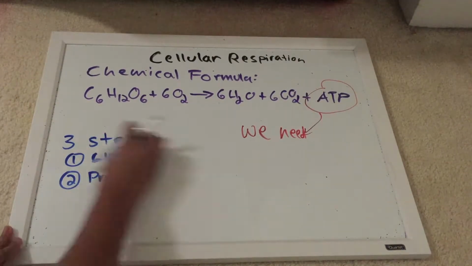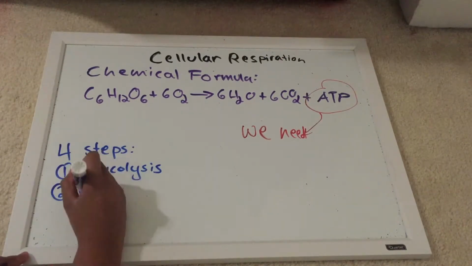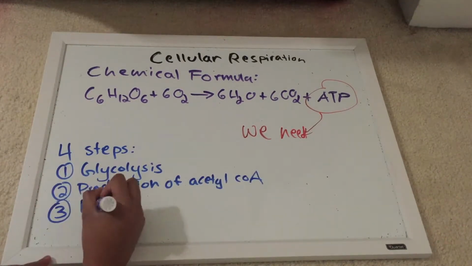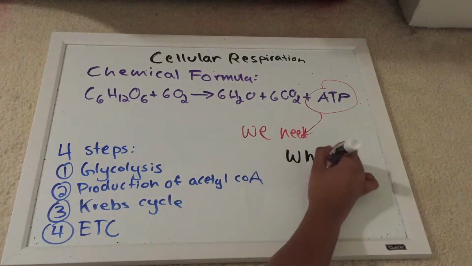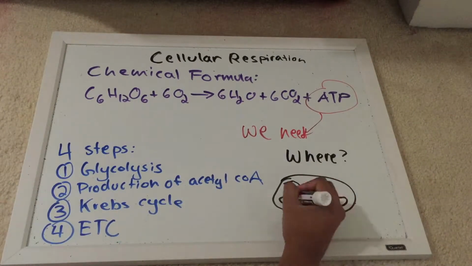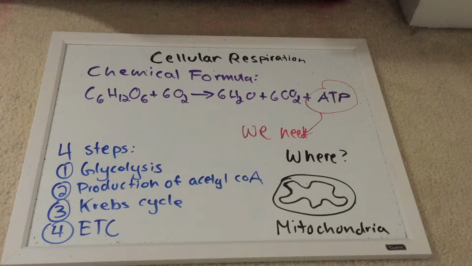There are 4 steps to cellular respiration: glycolysis, production of acetyl-CoA, Krebs cycle, and the electron transport chain. Where does it occur? In the mitochondria.